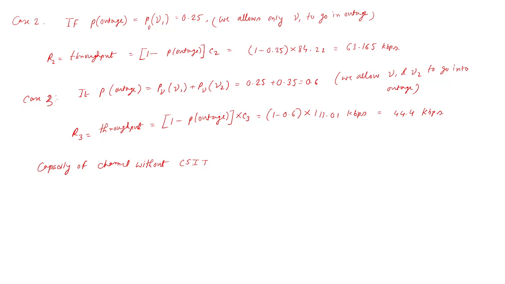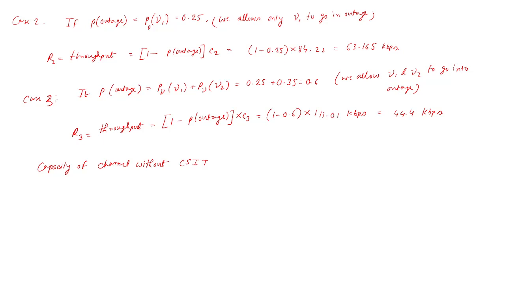In the second case we somewhat trade off the probability of outage. We say okay, 25% of the time we allow communication failure. In return I want to transmit at a higher rate all the time, and the average throughput comes out to be 63 in that case. For the third case we trade off more probability of outage, that is we allow 60% communication failure, but we are willing to transmit at the highest channel capacity.